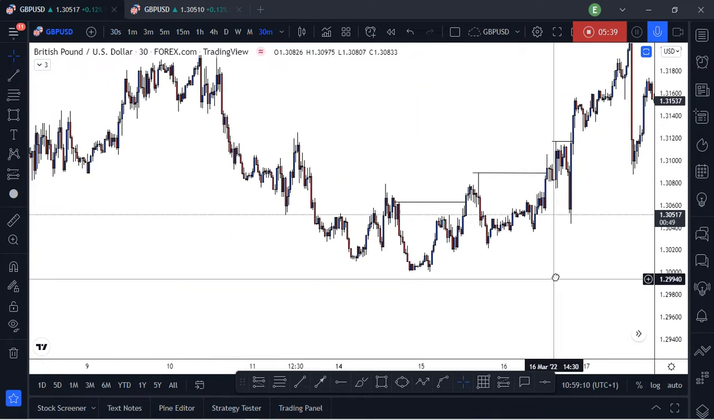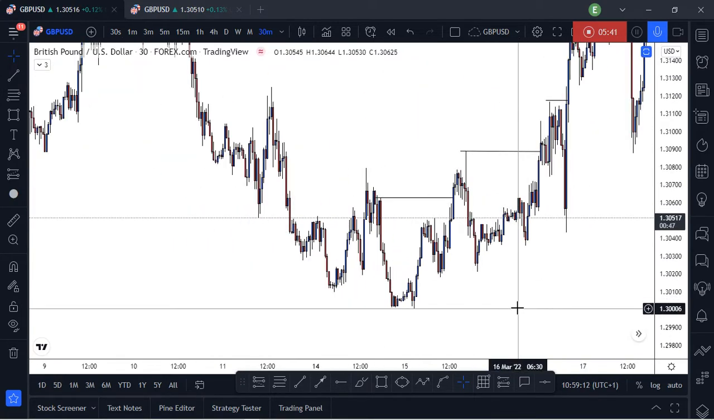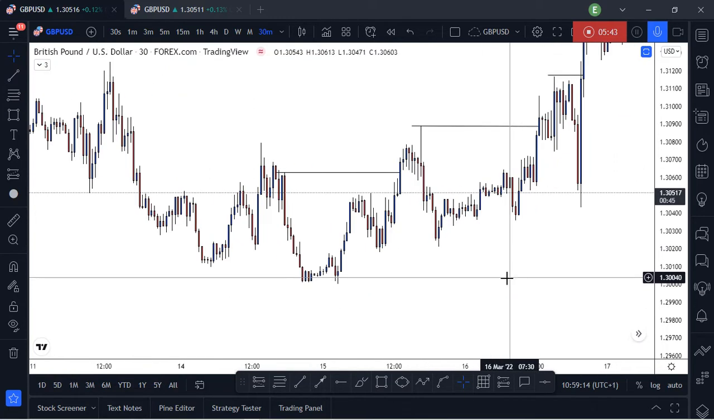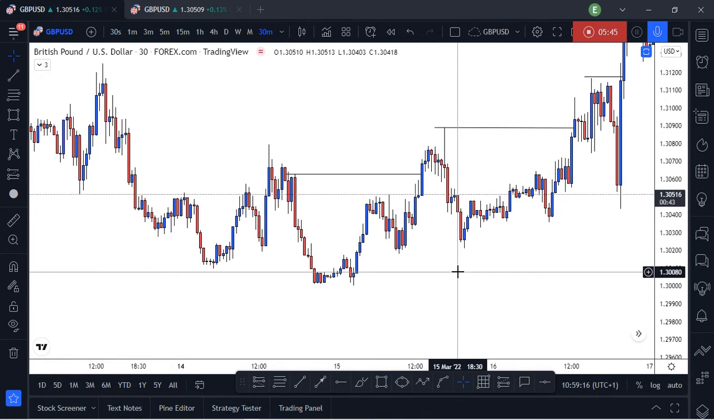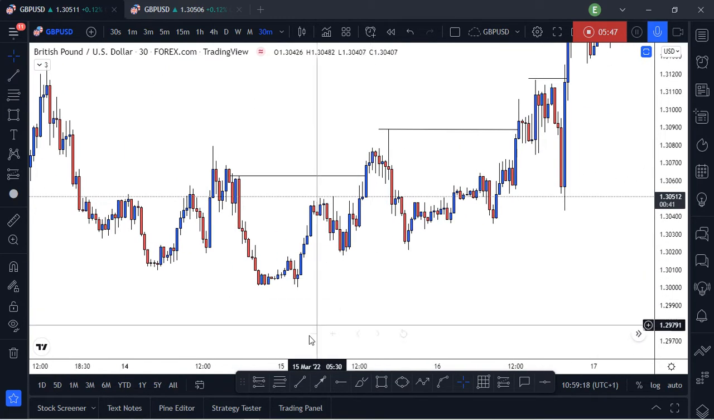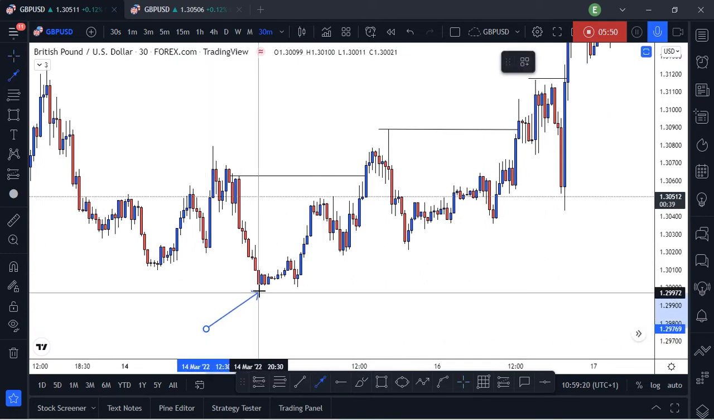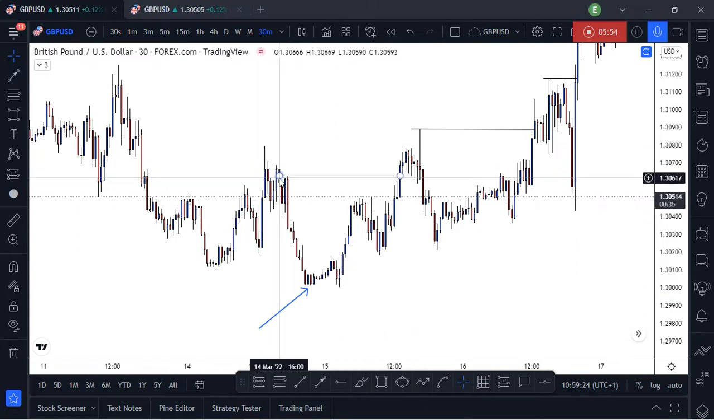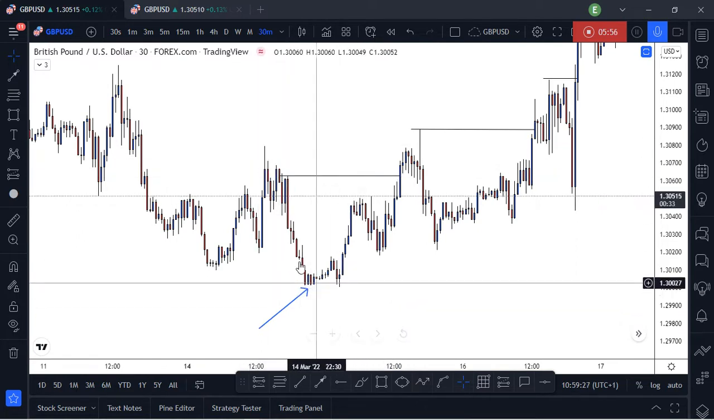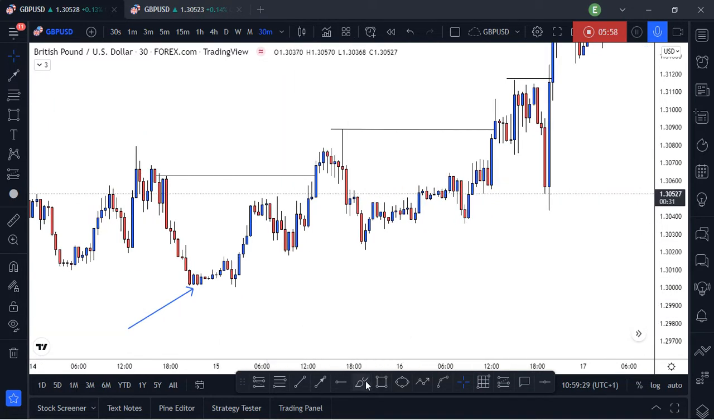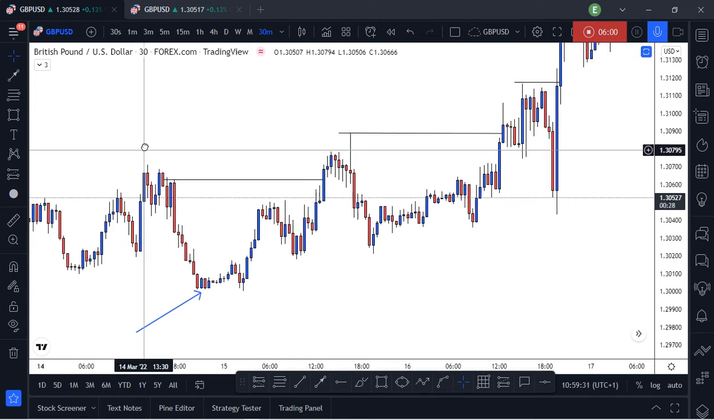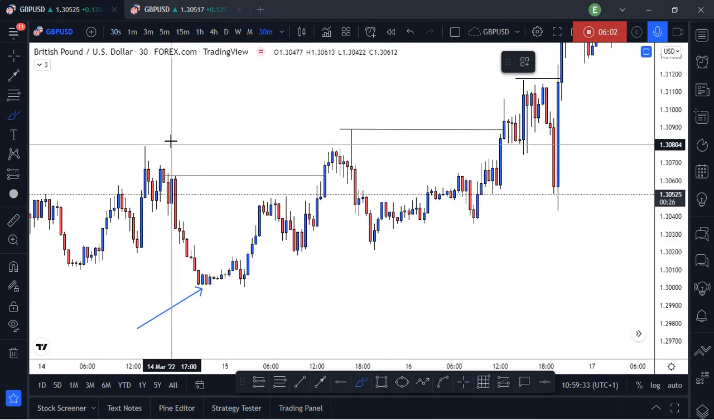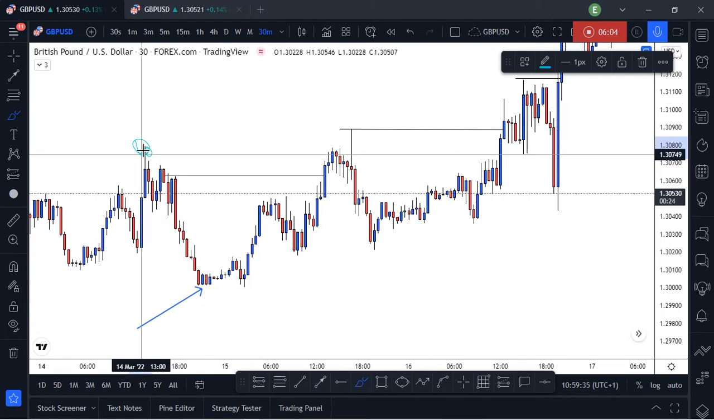So the first question you ask yourself is, what is the lowest low that you can identify on this chart? This is the lowest low I can identify on this chart. So the question you ask yourself is, what created this low? You see and you agree with me that this was the high that created the low. This high right here created the low.